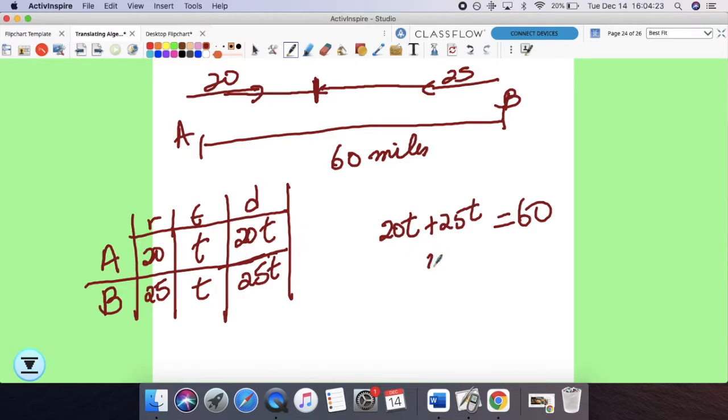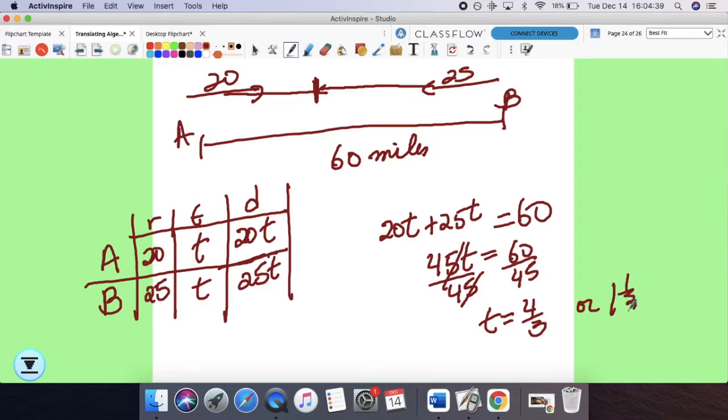Combine like terms: 45T equals 60. Divide both sides by 45 to isolate my variable. T in this case is going to be, if I simplify, 4 over 3, or in terms of hours, 1 1/3. And then you can change that to what's 1/3 of an hour. If you take 60 minutes and divide it into thirds, it's going to be an hour and 20 minutes. All right, so 1 1/3 hours. We can just leave it like this, or if you actually want the time, it's an hour and 20 minutes.